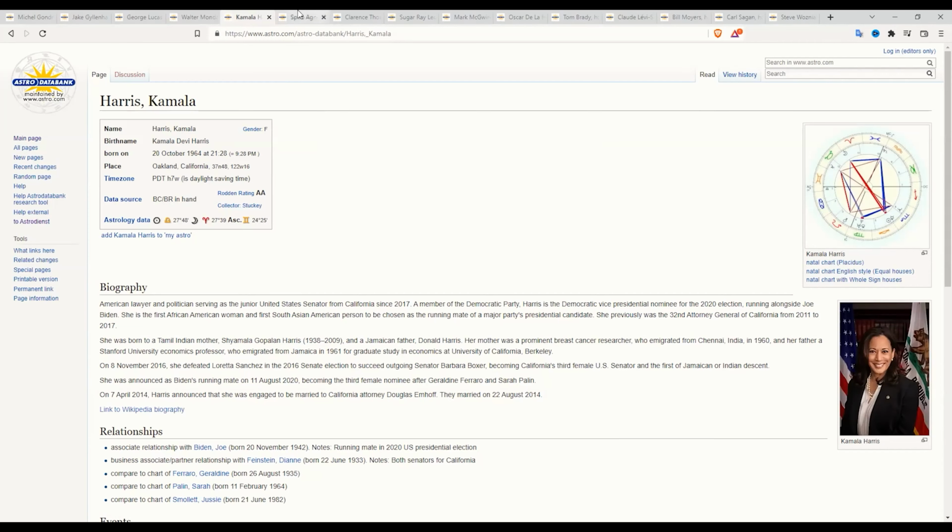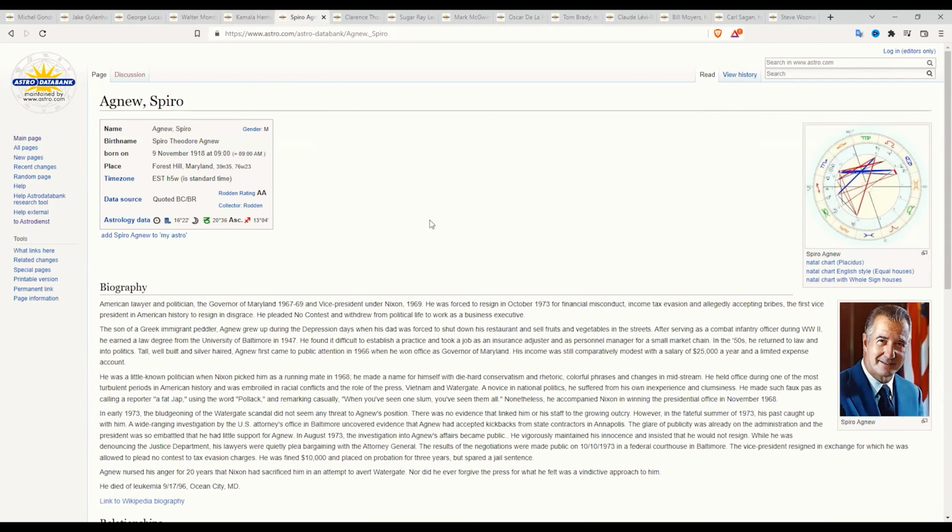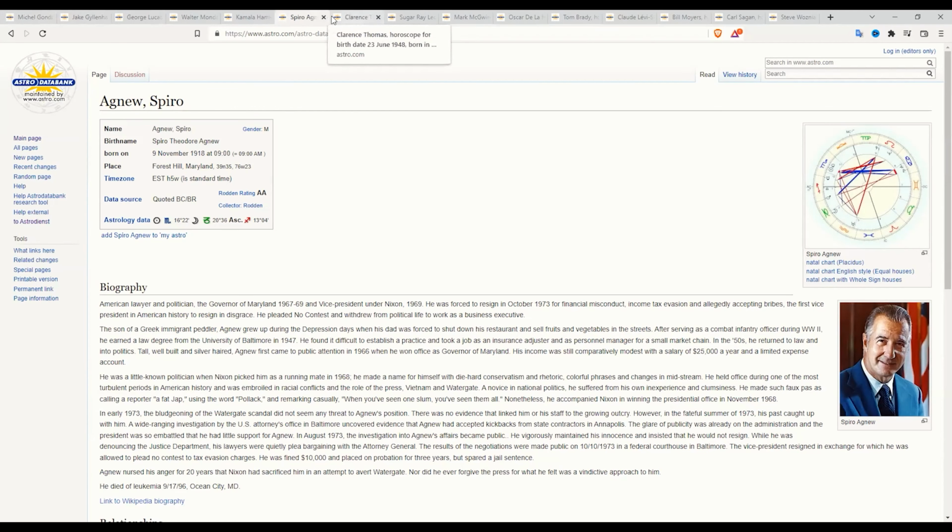And then you have Spiro Agnew, who is very strange. He had Rahu also on the ascendant in Sagittarius. He went down with Nixon, forced to resign in '73 for financial misconduct, income tax evasion. First vice president in American history to resign in disgrace. So again, there's a first here. Agnew certainly had this nodal complication clearly as he was forced to resign. So there's Spiro Agnew.